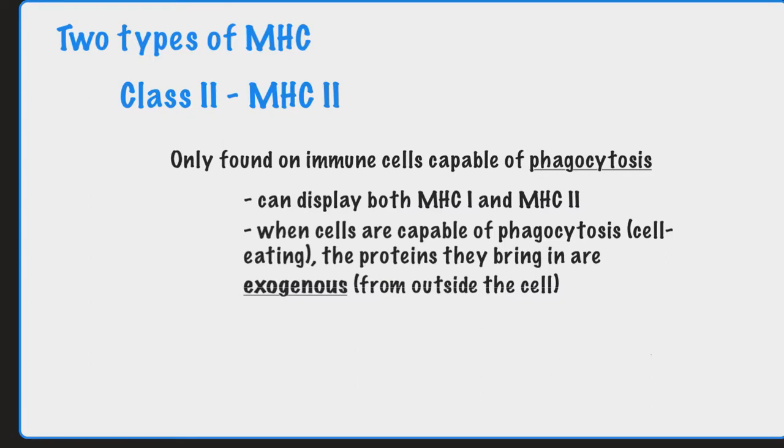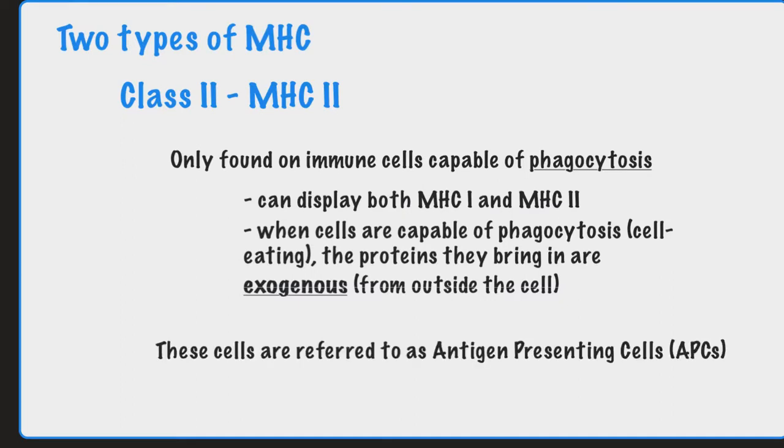These cells are also referred to as antigen-presenting cells because of this capability. And so if the antigens that they're showing on their cell surface are normal, again, the immune system can just pass on by. But if it happened to eat something that was abnormal, not a self-protein, then the immune system can mount an immune response.